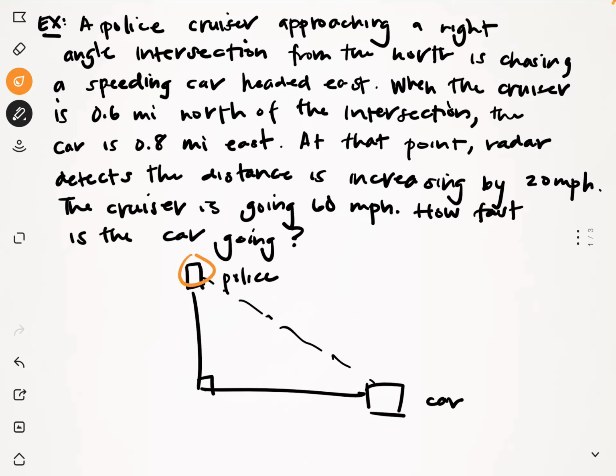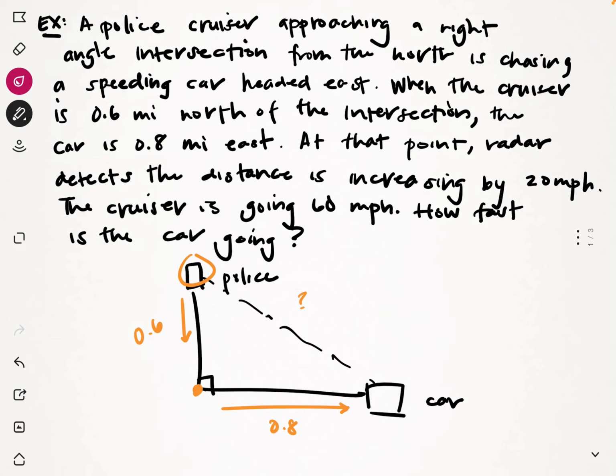So here's our police car. Our police car is headed from the north towards the intersection, right? The intersection is here. We know that this is going to be 0.6 miles from the intersection, right? This car is moving this way, so that's 0.8 miles from the intersection. Now we don't know the distance in between them, but we can definitely find that out. So while we're at it, let's just go ahead and find this out.